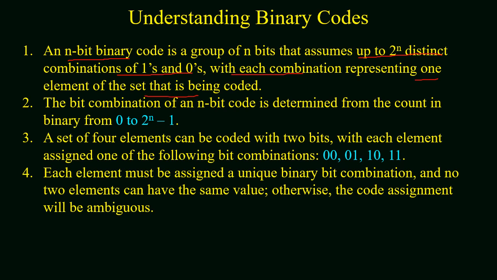Now we know that the possible combinations are 2 power n, where the combinations start from 0 and end at 2 power n minus 1. Now if we have a set of 4 elements and we want to make a binary code for them, for this purpose we will use 2 bits, where each element will be assigned one of the following combinations, which can be 00, 01, 10 or 11. Each element must be assigned a unique binary combination, and no two elements can have the same value, otherwise the code assignment will be ambiguous.